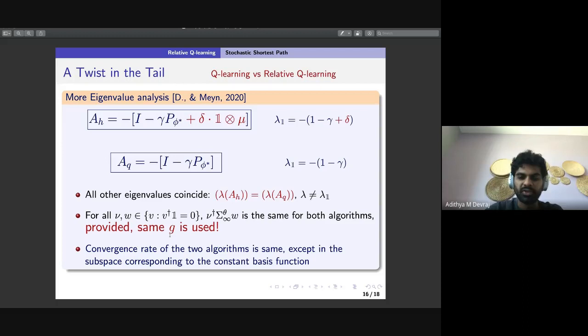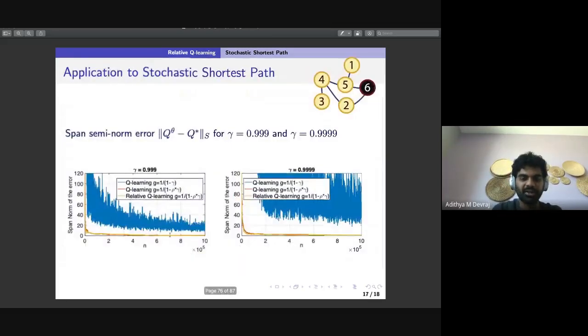So if you choose to ignore the constants, and if you use the same step size for both these algorithms, then the convergence rate of Q-learning and relative Q-learning in this subspace, in the subspace of functions, is exactly the same. Okay, that's what this is saying. Now let's test whether that is true.